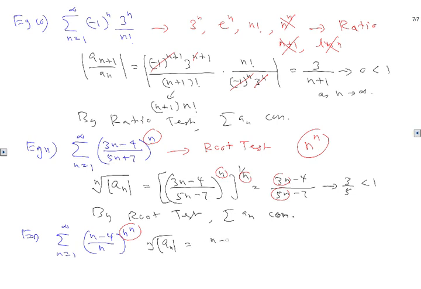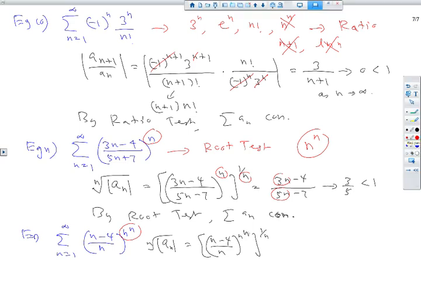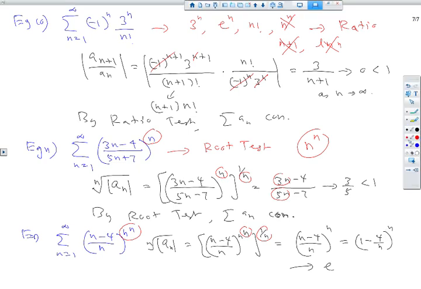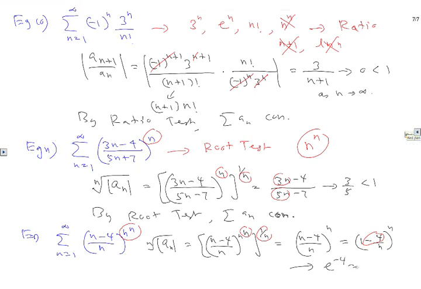You're going to get (n minus 4 over n) to the n, to the 1 over n. So the outer power gets cancelled. You end up getting n minus 4 over n. Then we can write this as 1 minus 4 over n, and we know this is one of the limits, to the n power. When n goes to infinity, this goes to e to the power of negative 4, which is 1 over e to the 4, which is less than 1. So the series converges.